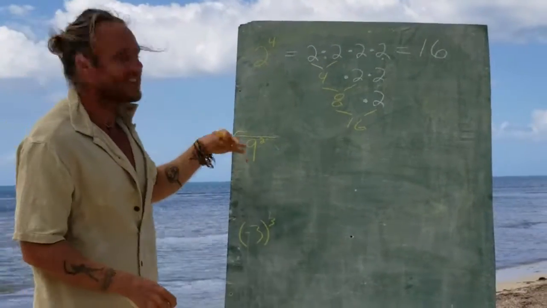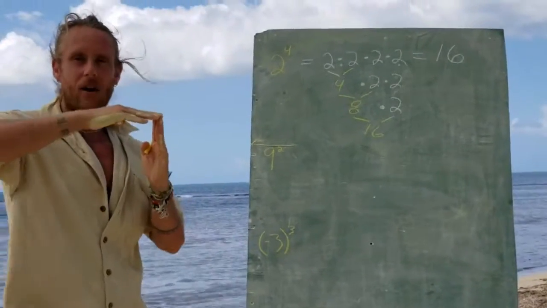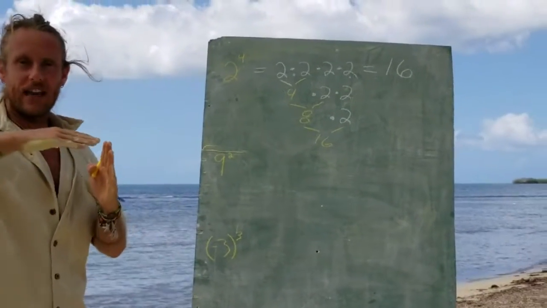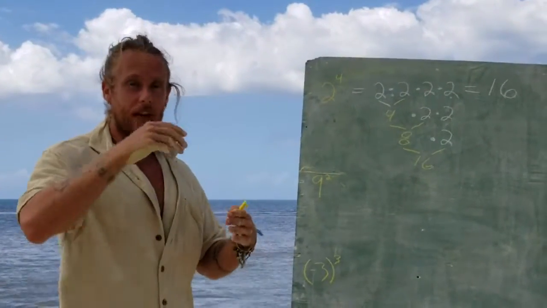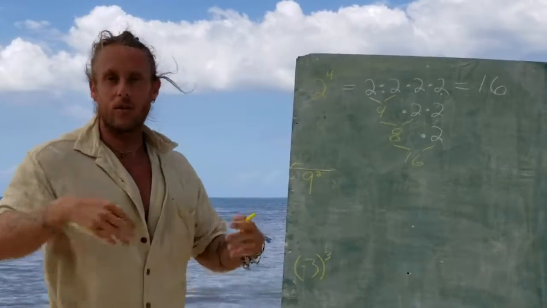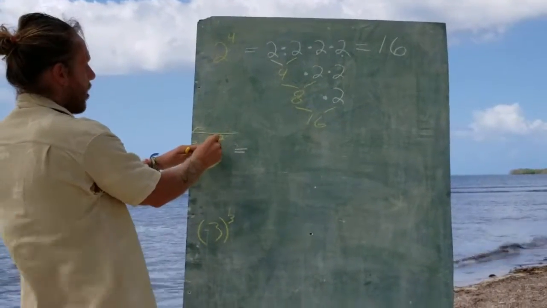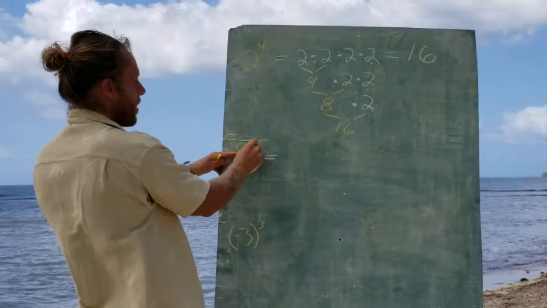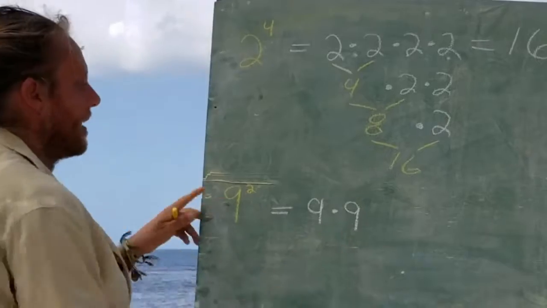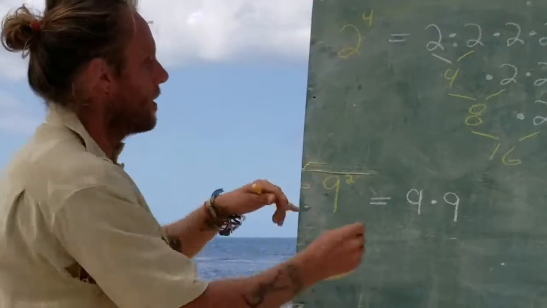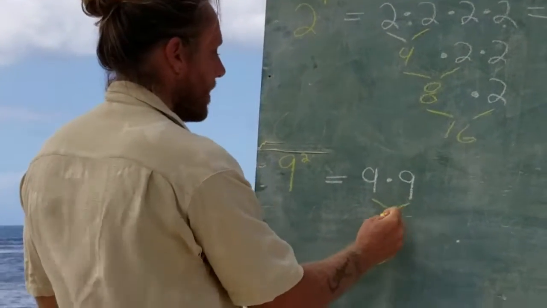Let's look at this one. 9 to the 2nd, or this is commonly referred to as 9 squared, because when we find the area of a square, all the lengths are the same, so we take the same number, let's call it w, times w, so w times w is w to the 2nd, or w squared. So we can write this as our base. How many times? Our exponent is 2. So 9 times 9. 9 times 9 is 81.